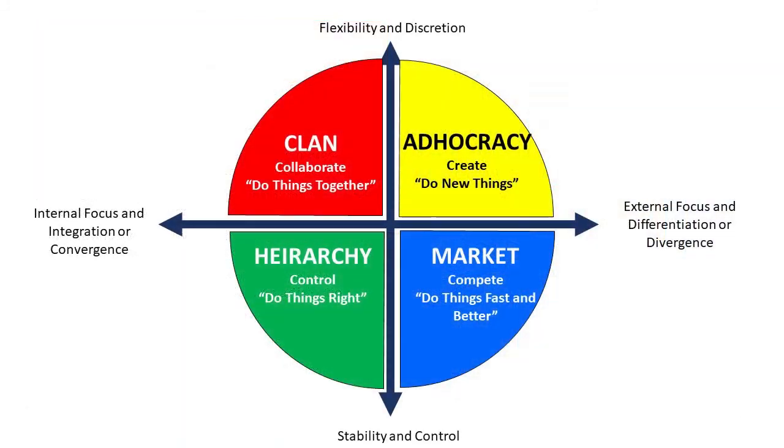So when we step away and we do the OCAI, we can see the picture of our organization, of how much of us is in the red or the collaborate culture where we do things together, how much of us is in the blue where we're about doing things fast and doing things better, how much of us is in the yellow where we're about creativity and doing new things, and then how much of us is in the green, which is about doing things right and doing things with really controlled processes.